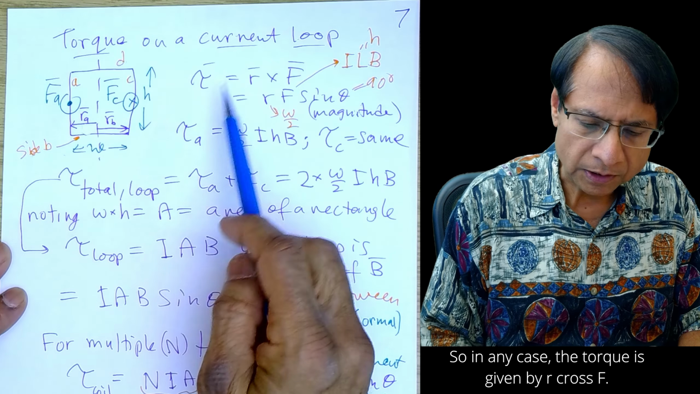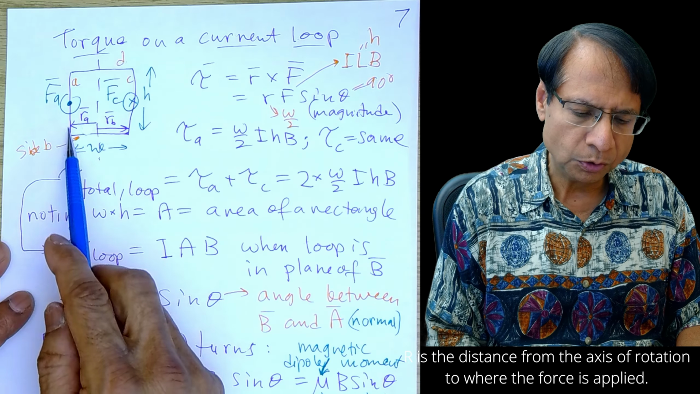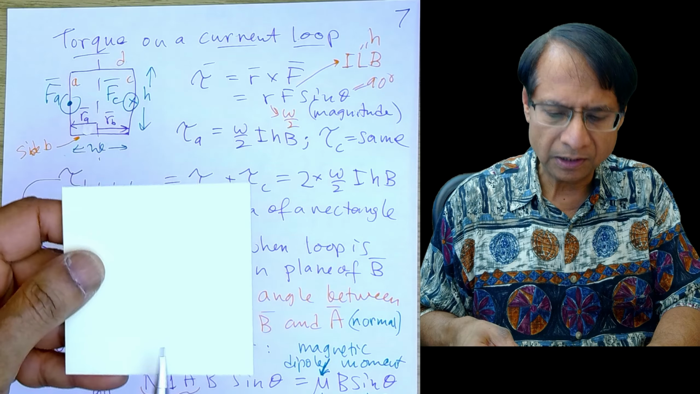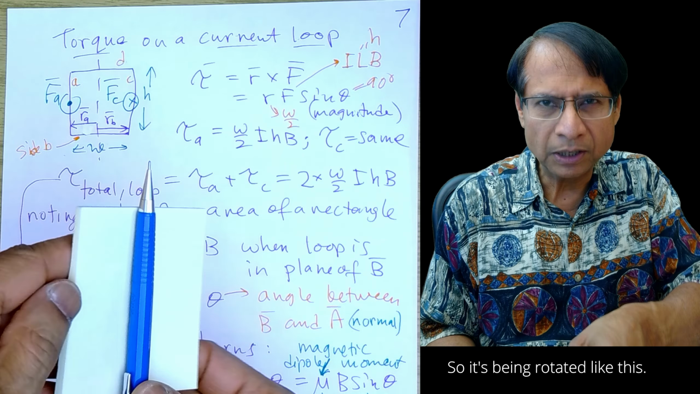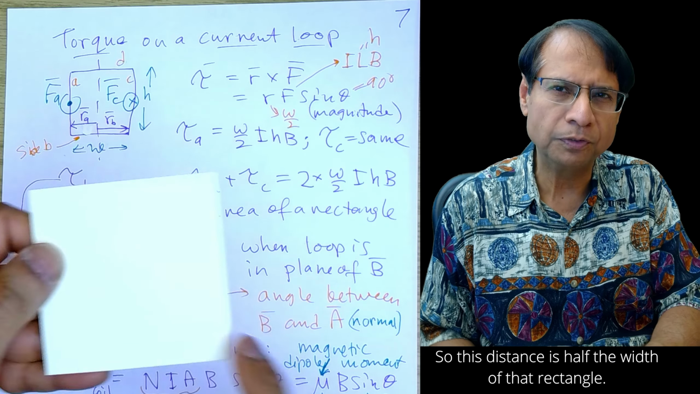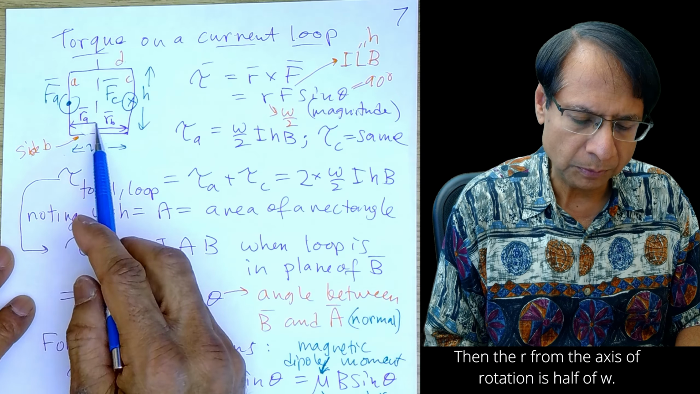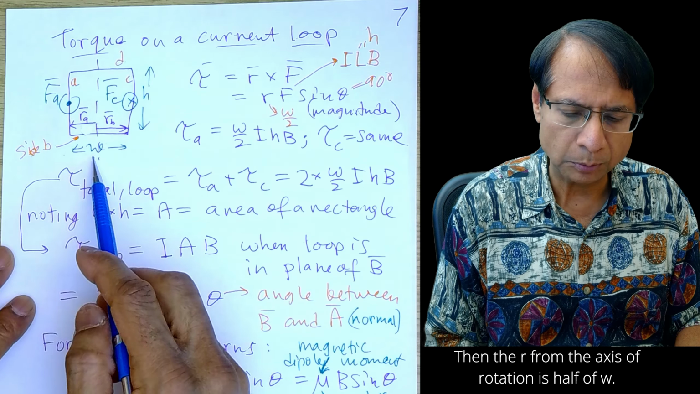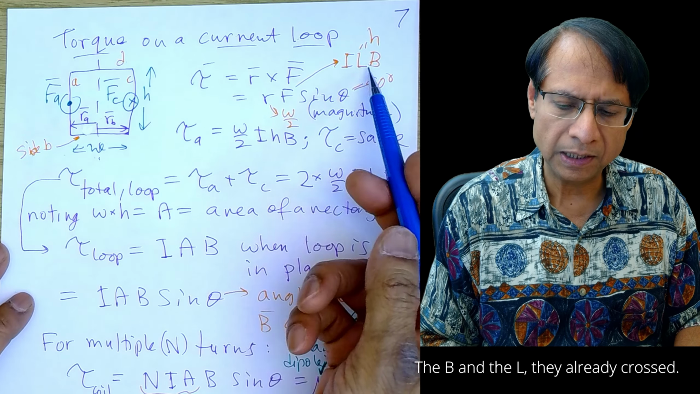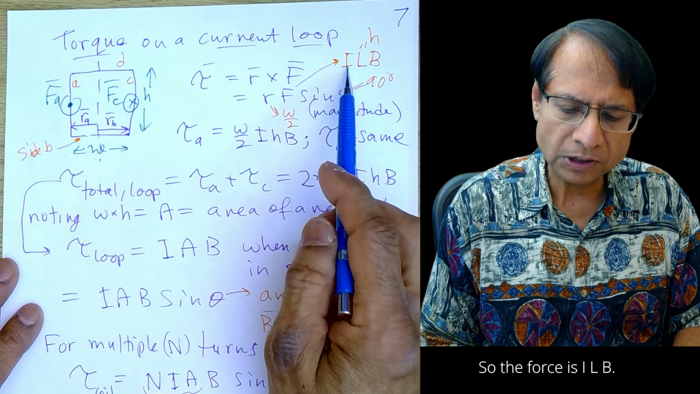So in any case, the torque is given by R cross F. R is the distance from the axis of rotation to where the force is applied. So here's my rectangle, that's my axis of rotation. So it's being rotated like this. This is my axis. So this distance is half the width of that rectangle. So if that's the width, the little w here, then the R from the axis of rotation is half of w. And F, as we saw before, is IL cross B. The B and the L are already crossed, so the angle is just 90 degrees. So the force is ILB.